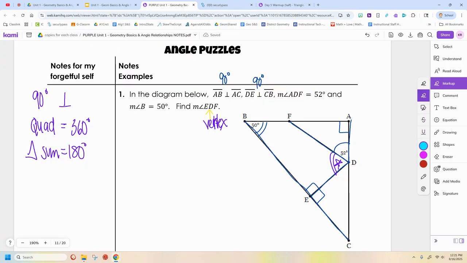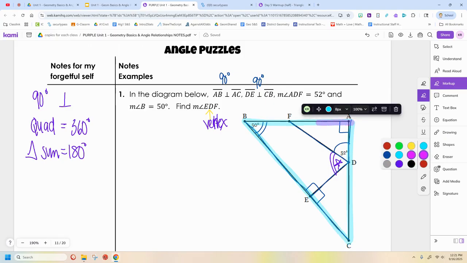Okay, you might start with this big triangle, right? You could start with the big triangle. You could start with this triangle. See what I'm saying? Yeah. Start to find some angles. On your mark, get set, go.